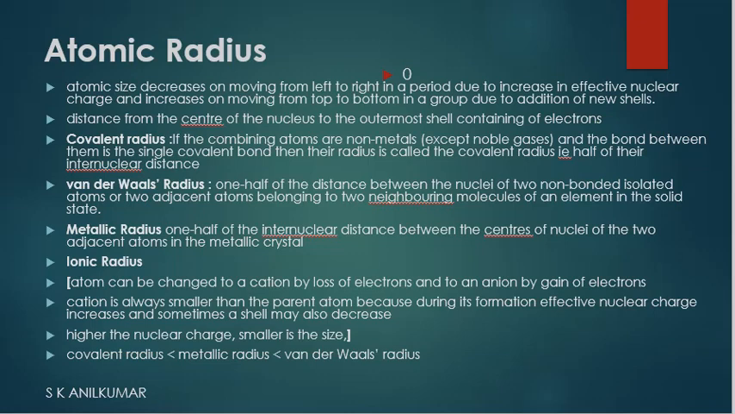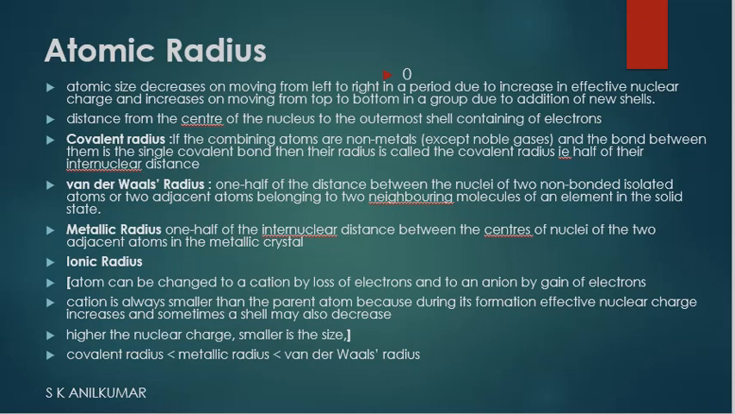Metallic radius. It is one half of the internuclear distance between the centers of the nuclei of two adjacent atoms in a metallic crystal. In a metallic crystal, we know lattices are there. So half of the internuclear distance of the centers of two adjacent nuclei in a metallic crystal is the metallic radius. Van der Waals is non-bonded.